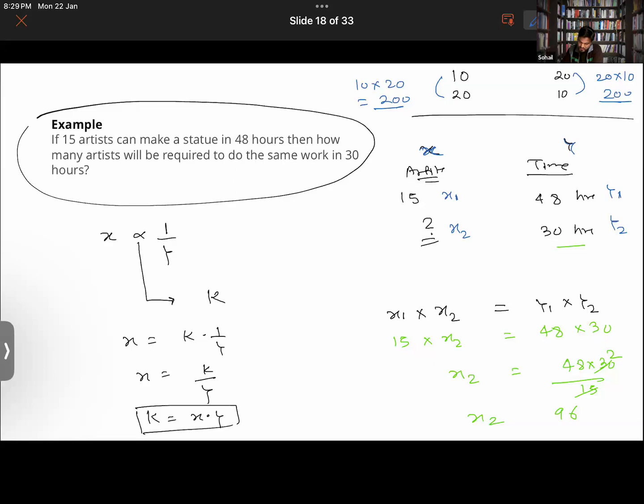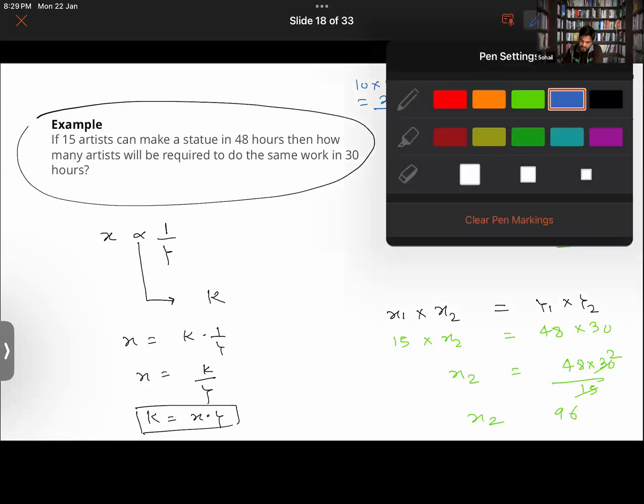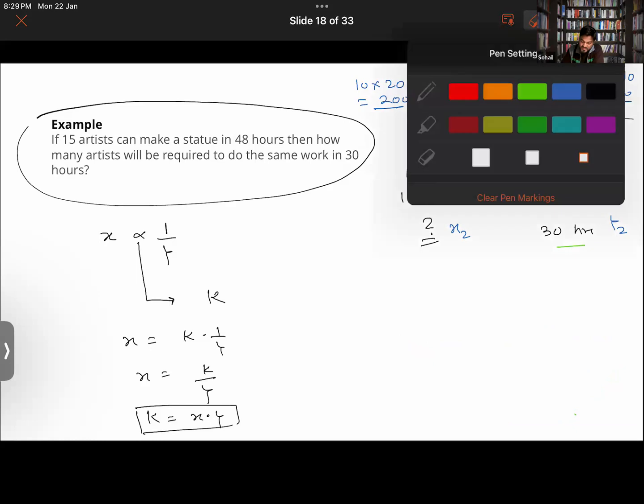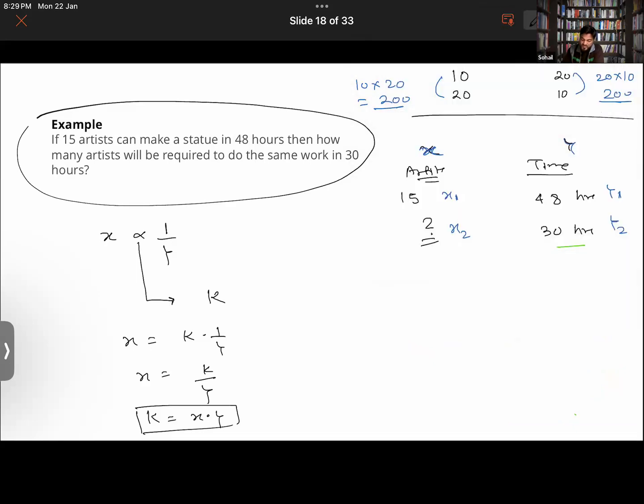X2, it's 48 into 30. Okay, now. So the relation which we just concluded from this one over here, wait 1 minute. No, actually here we made a mismatch. Just keep 1 minute. 96 hours is too much. See, basically the relation here, don't consider this example.